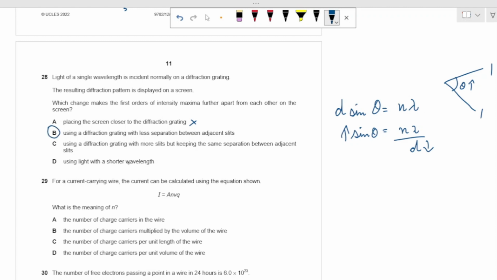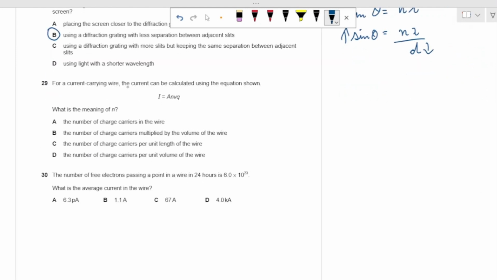Using light of shorter wavelength will not increase the angle because the angle and lambda are directly proportional. Option C, using a diffraction grating with more slits but keeping the same separation between them. Of course this option is also wrong because they've said the same separation between adjacent slits, which means d is still the same, then the angle would also be the same, that would make no change. Option B is correct.